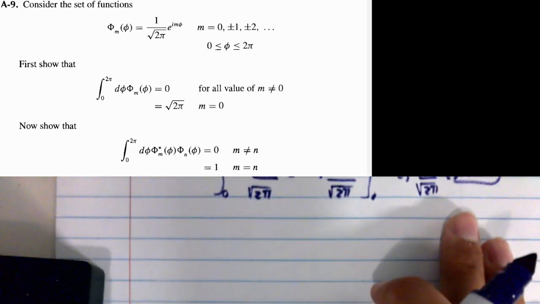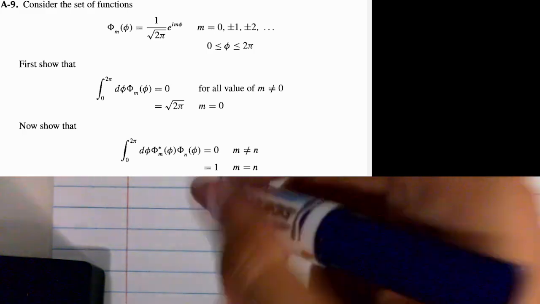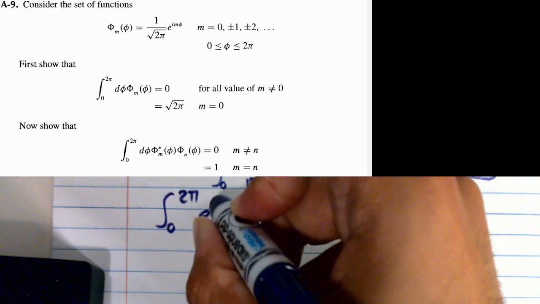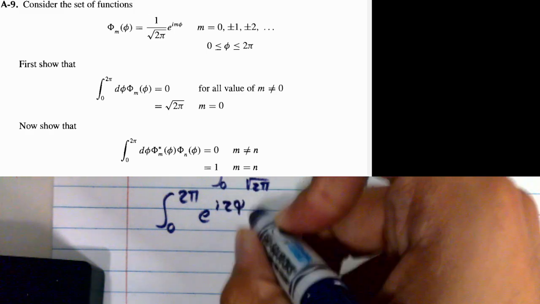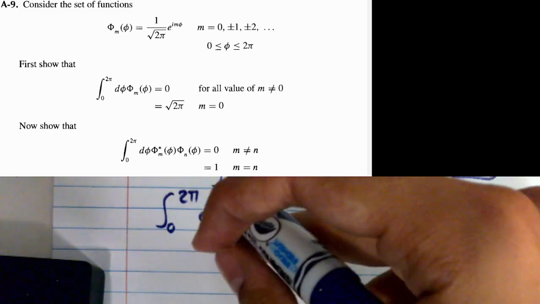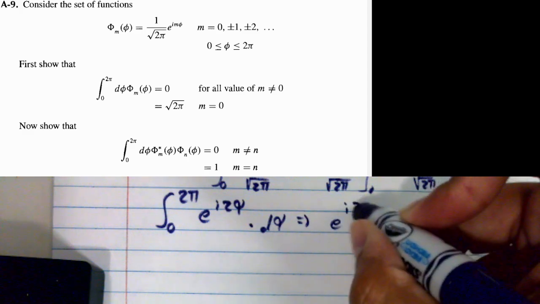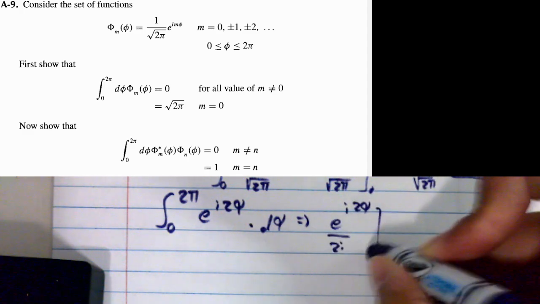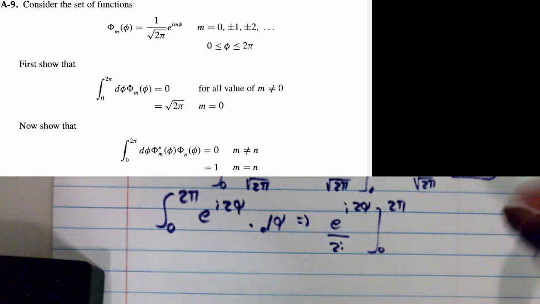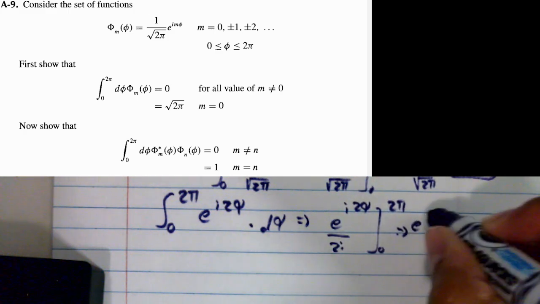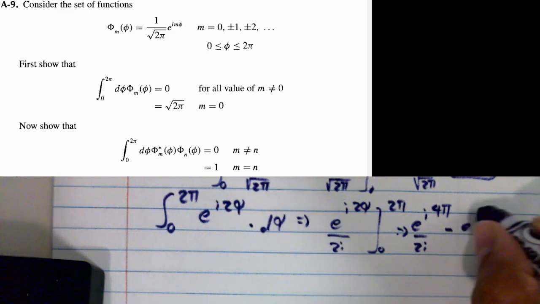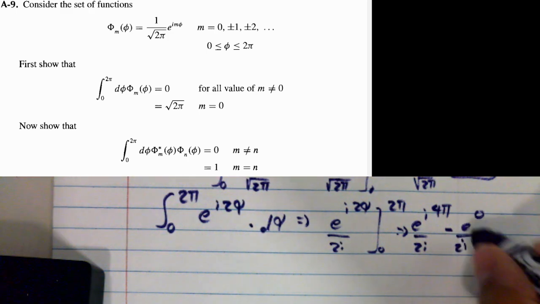Now, if we try to solve this with something else. Now, let's go from 0 to 2 pi of e to the i 2 phi times d phi. The integral of this would be e to the i 2 phi divided by 2i, from 0 to 2 pi. Now we know that things are circular in these problems, so e to the i 4 pi over 2i minus e to the 0 over 2i.